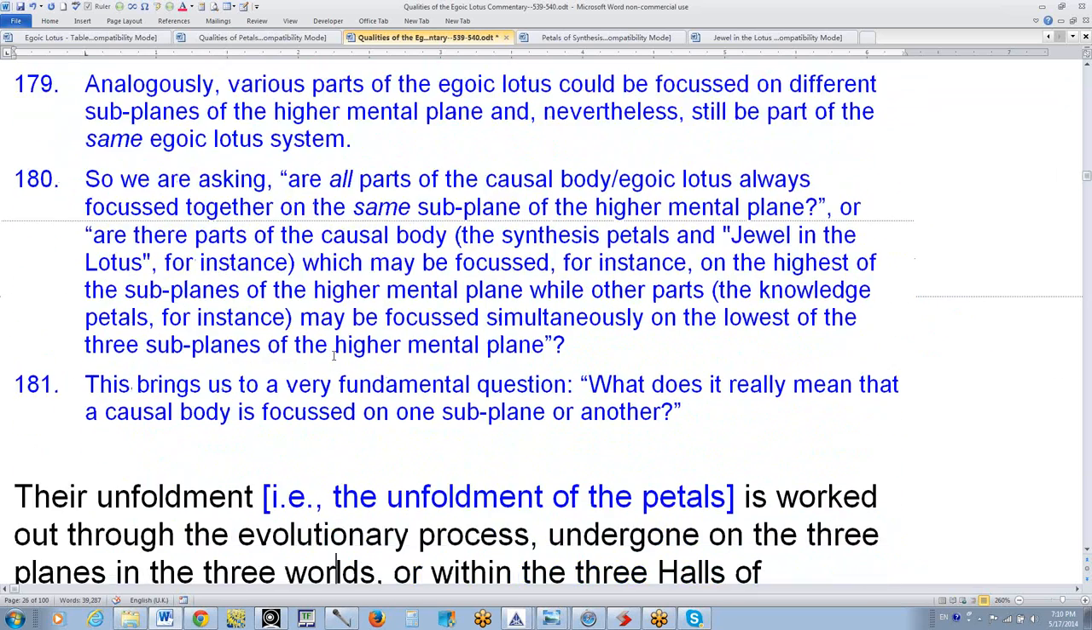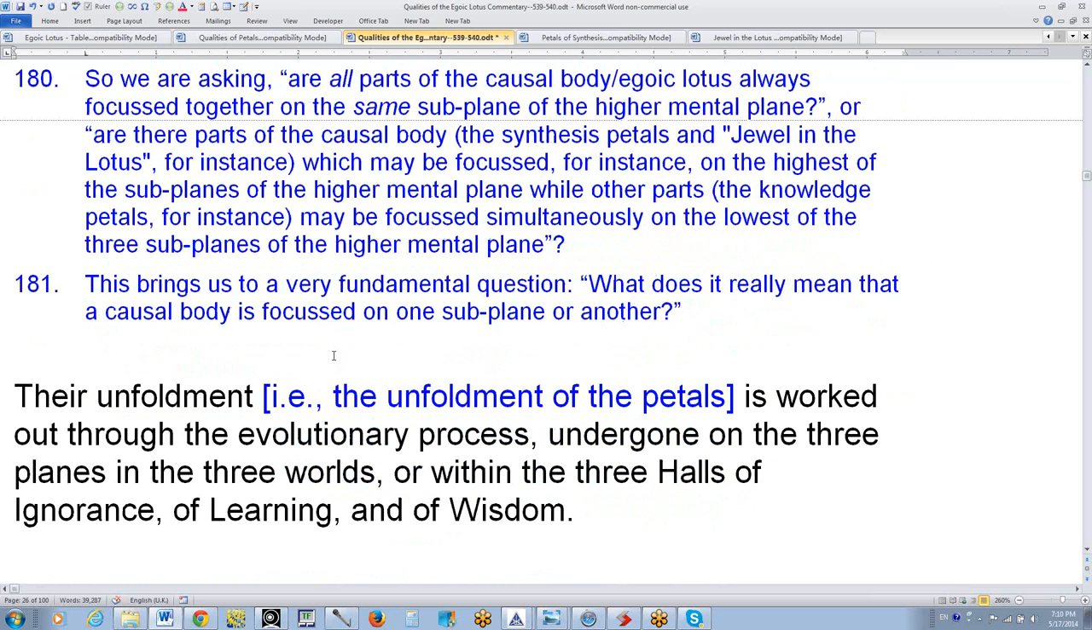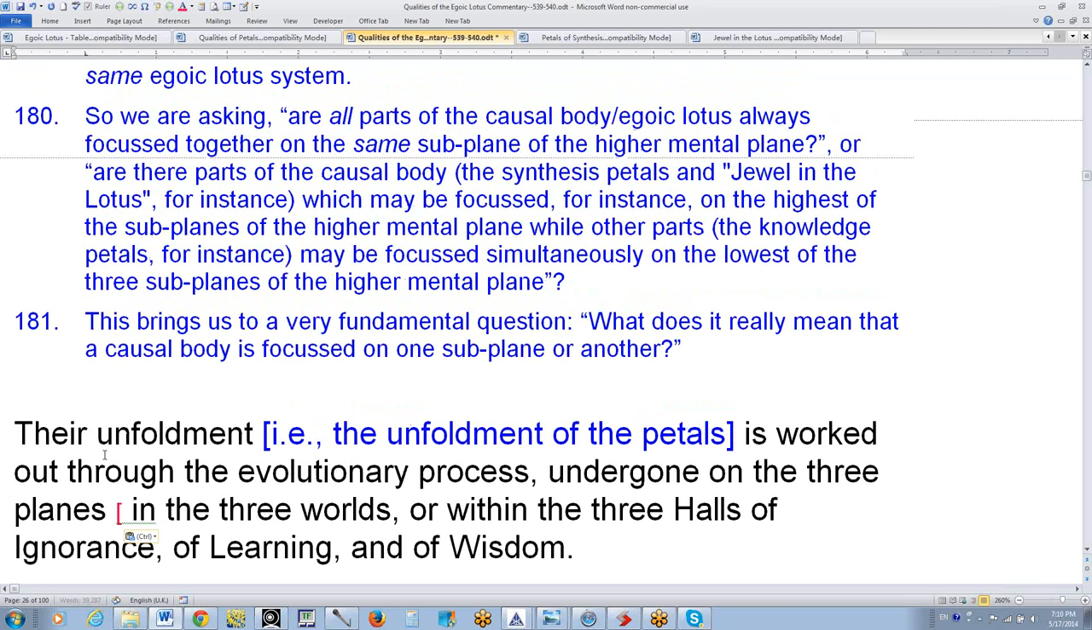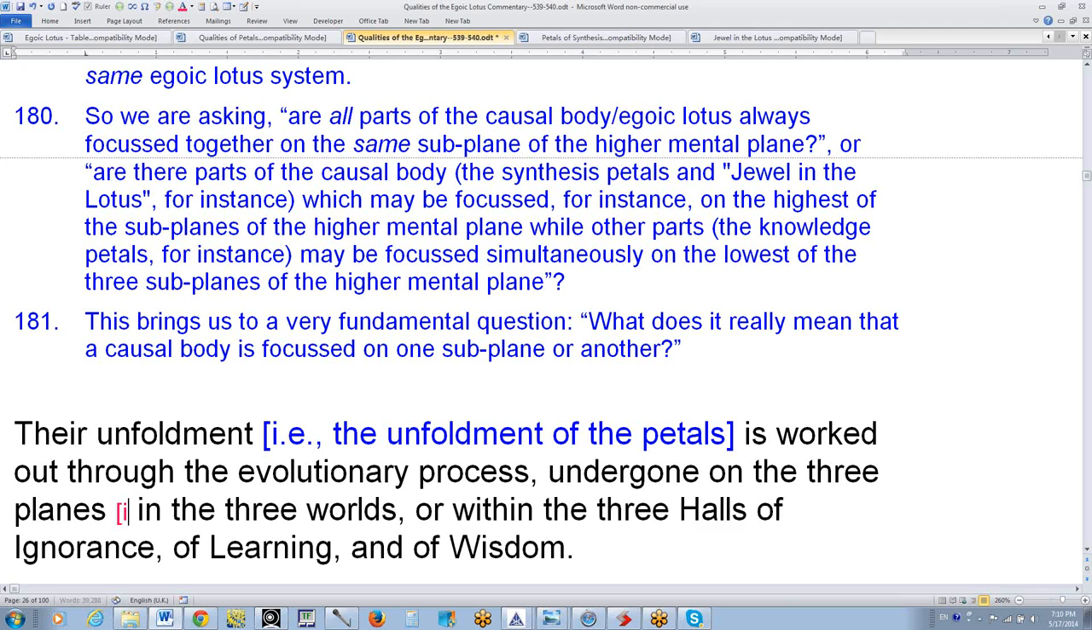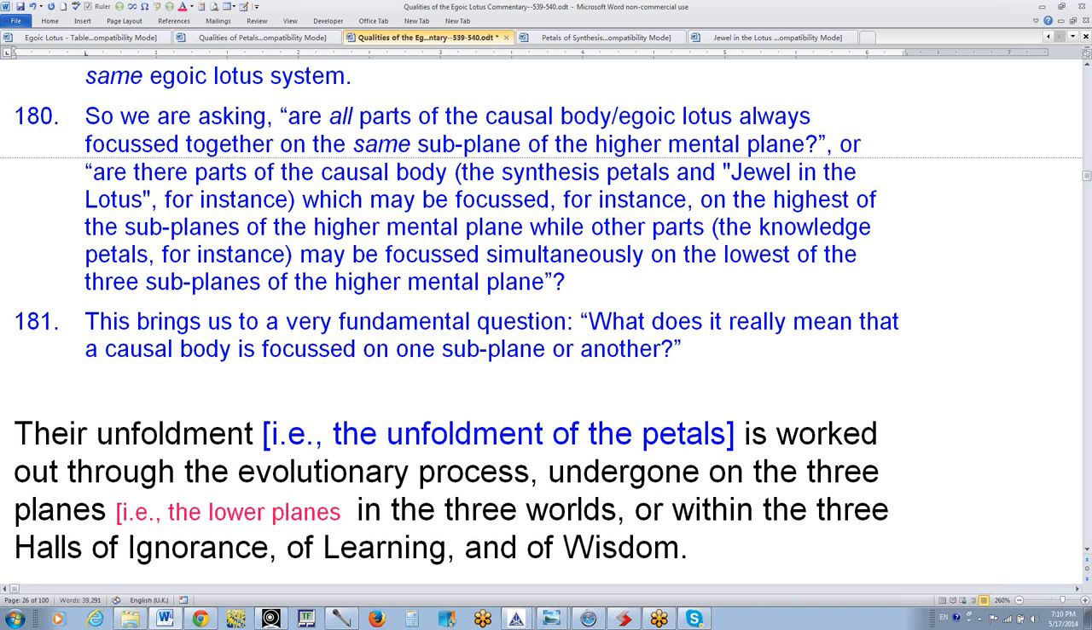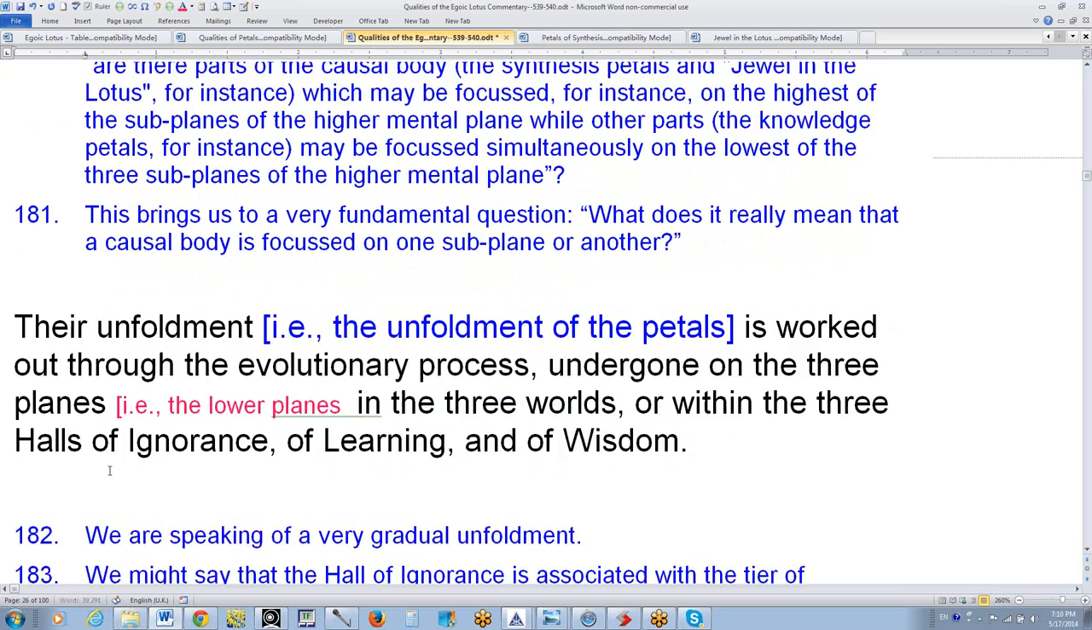Okay, let's see here. So their unfoldment, that is the unfoldment of petals, is worked out through the evolutionary process, undergone on the 3 lower planes, right, in the 3 worlds, or within the three halls of ignorance, of learning, and of wisdom. So on the three planes, i.e. the lower planes, right? Let's get that right. And thus in three halls of wisdom.